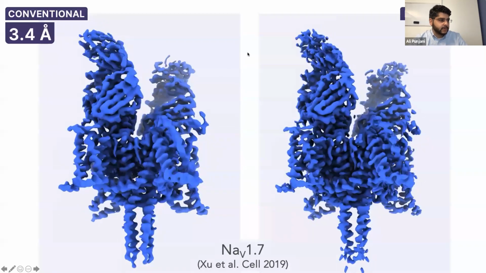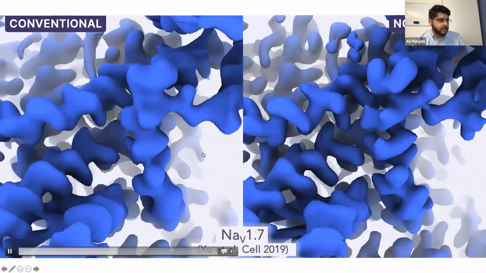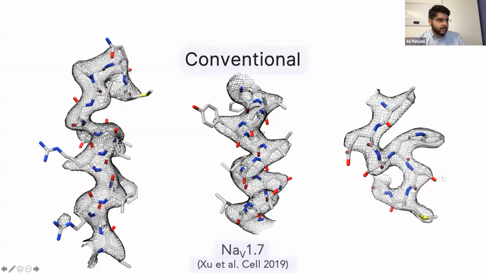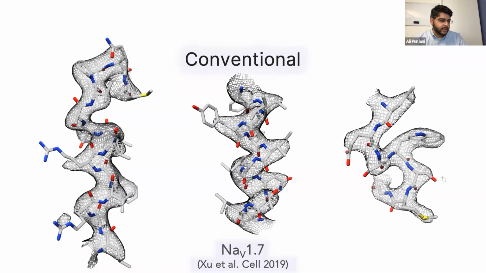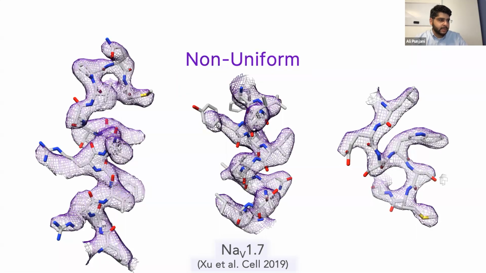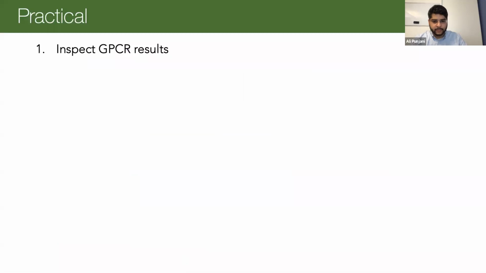I'll just show these videos first. Before and after on the right-hand side, and some detail views. And these are a few helices before in black, after in purple, where you can see that the side chain resolution, the ability to resolve rotameric conformations of side chains, and even resolve some side chains, like on the left and right, that couldn't be resolved before, is greatly improved.